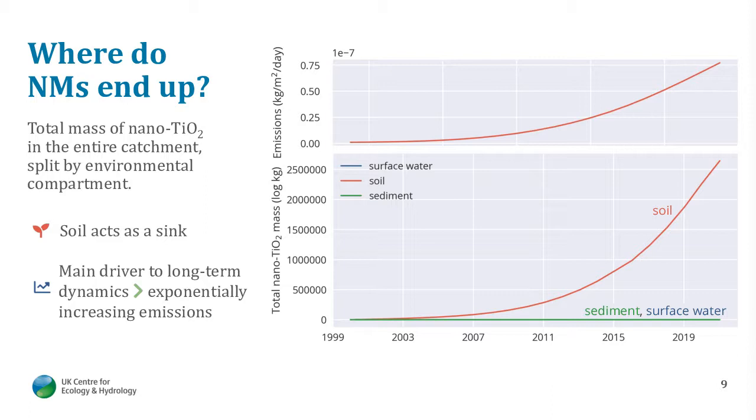So here, this graph on the right, I'm just giving you an overview of the total mass of nanotitanium in the entire catchment, split up by environmental compartments, so soil, sediment and surface water. And that graph at the top there is just giving you the emissions trend, so the mass per metre squared of nanomaterials emitted, just to give you an idea of how the emissions are increasing over time from 2000 to 2020. And the main picture here is that soil very much acts as a sink, and the main driver to the dynamics in soil is these exponentially increasing emissions.